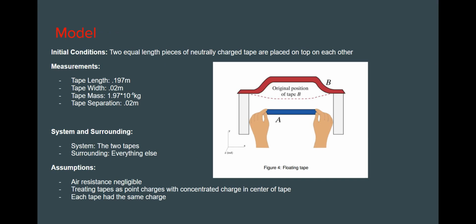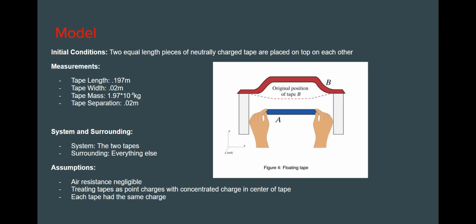Observing the model of the experiment, the tapes themselves act as the models, due to them each representing a point charge. With this, the initial conditions of the tapes being neutral and placed on top of one another proves vital. The measurements of the tape, with the tape's length, width, mass, and separation, were then recorded.